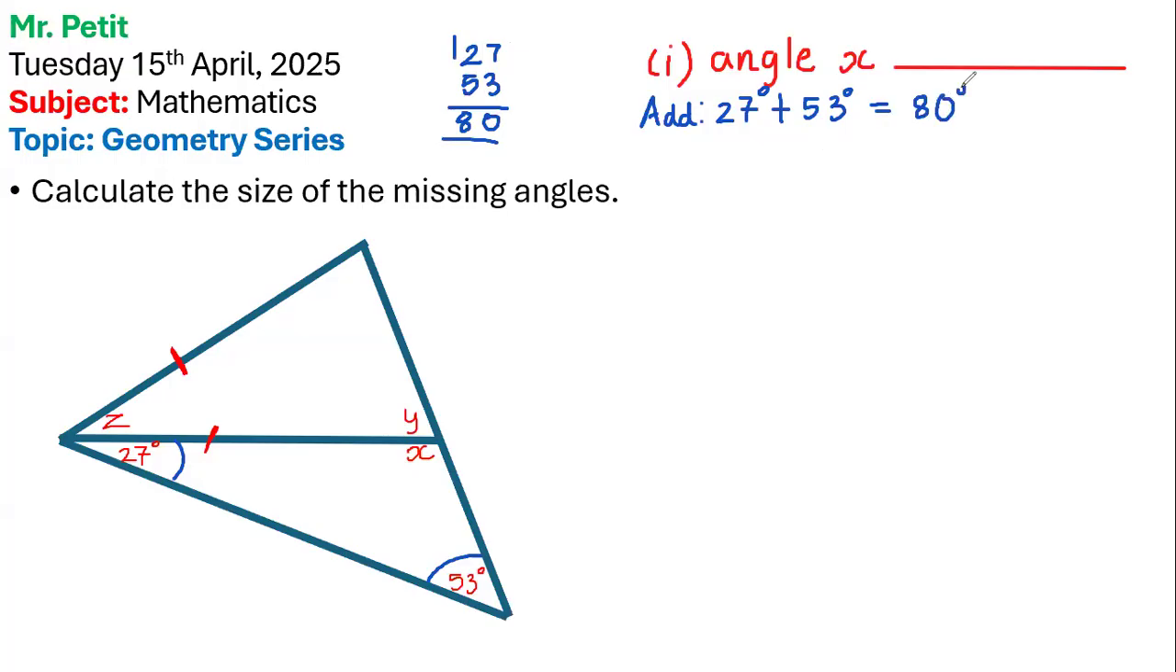But we're not done. We have to subtract, because we know that angles in a triangle add up to 180.